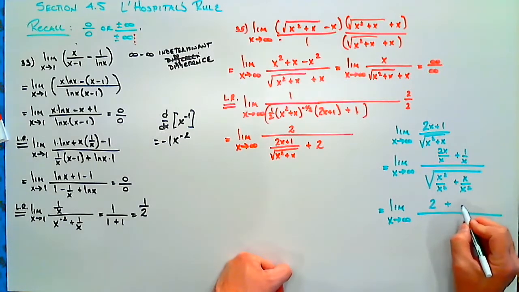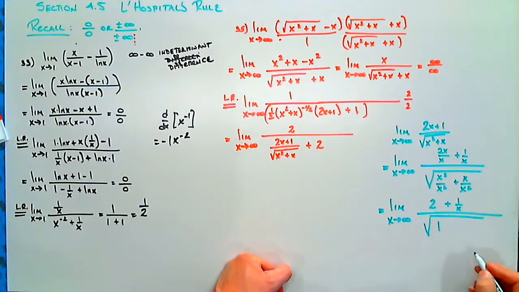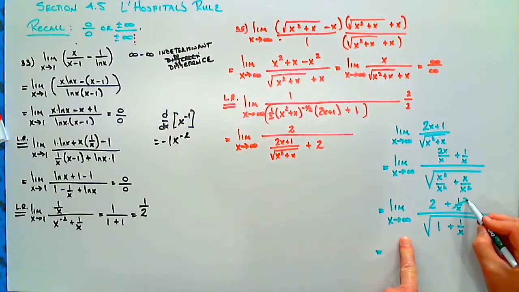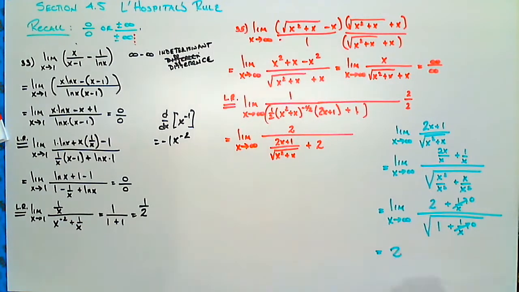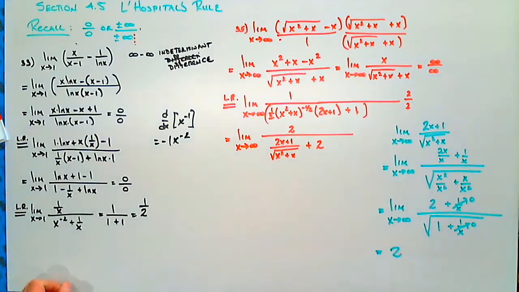1 over x is still 1 over x. So we're just going to leave that here. Here we're going to have the square root. That's going to give us a 1. This is going to give us 1 over x. Now, when we evaluate that, x goes to infinity, this goes to 0, this goes to 0, and we're left with 2. So this piece right here, when we do the limit, is going to be 2.